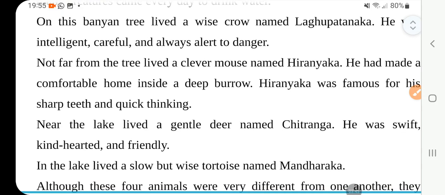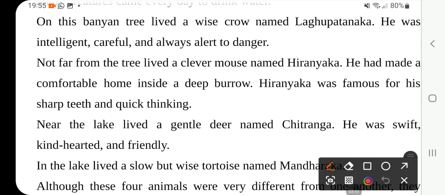Now, on this banyan tree lived a wise crow named Laghupatnak. It's a name you have to remember, because you have to attempt the question. This is not just a simple story. You have to remember the names of the four friends. The first is the crow, Laghupatnak. Laghupatnak was intelligent, careful, and always alert to danger. Every friend has qualities.